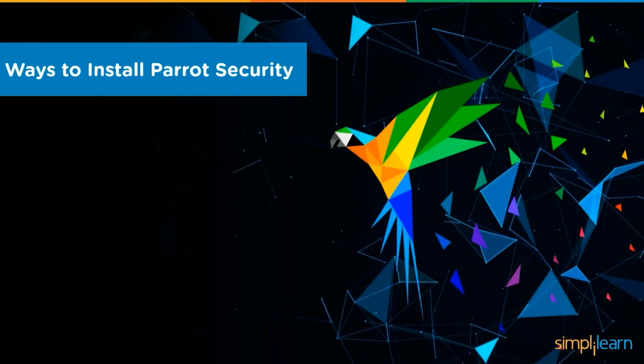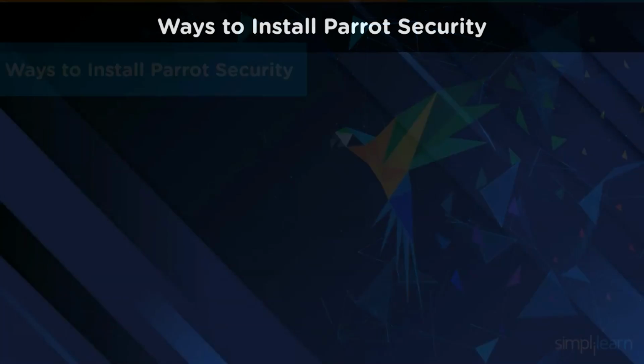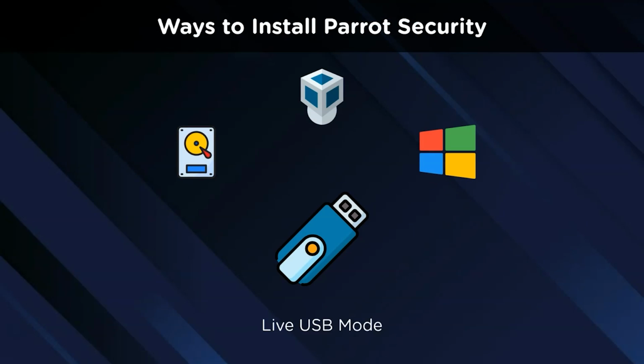Now that we understand all about the operating system, let us have a look at some of the ways we can move forward with the installation. The first way to use Parrot Security is by launching the distribution in live USB mode. This can be achieved by downloading the installer image file or the ISO file from the Parrot Security website and flashing it to a USB drive with capacity of at least 8 GB.